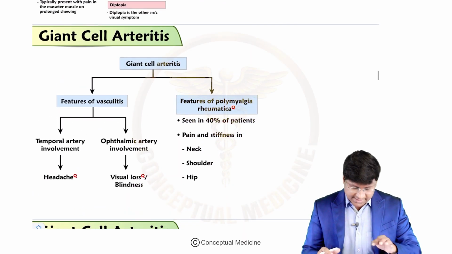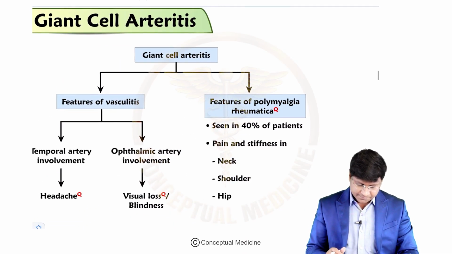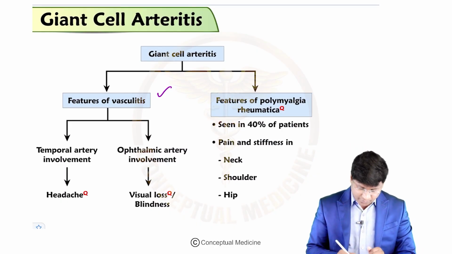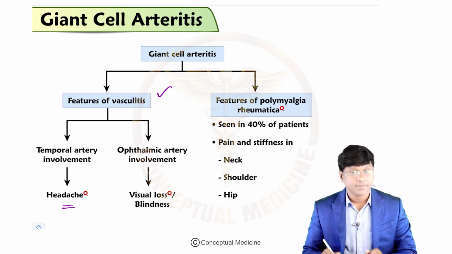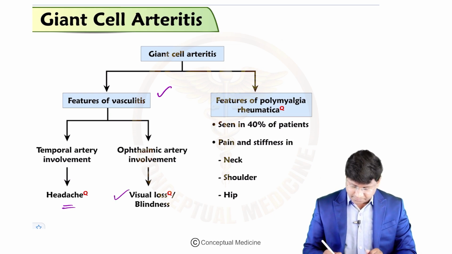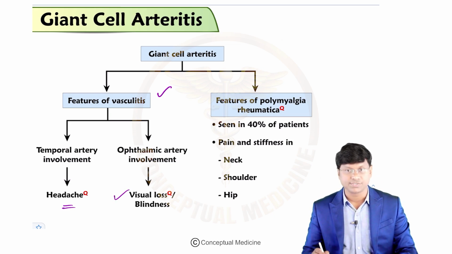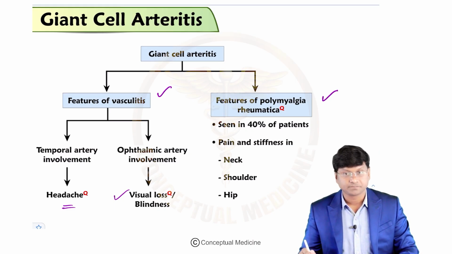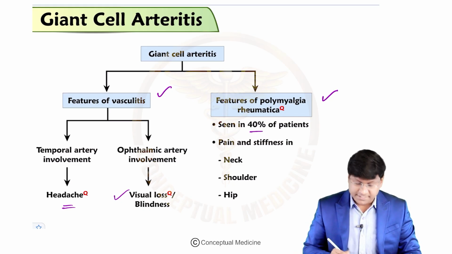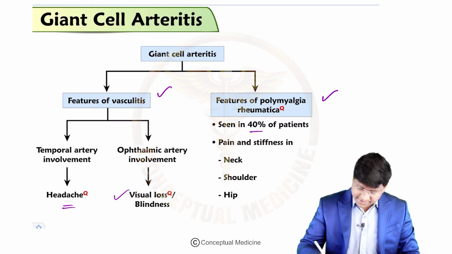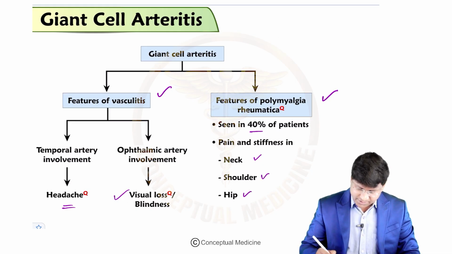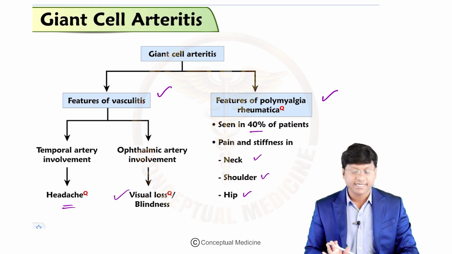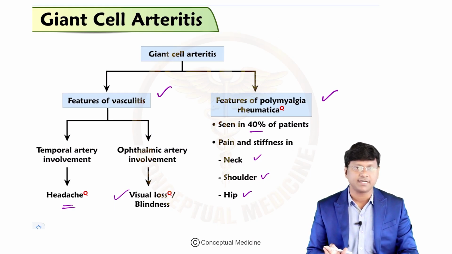So, if you see the summary of giant cell arteritis, they'll have the features of vasculitis. Temporal artery involvement will cause the development of headache, and ophthalmic artery involvement will cause visual loss or blindness. And there will also be features of polymyalgia rheumatica, which is seen in 40% of patients. Pain and stiffness can be there in the neck, shoulder, as well as in the hip. This is a summary of the features of giant cell arteritis.